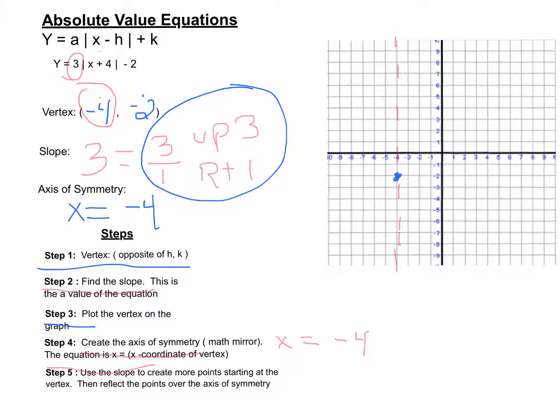Is 3 to 1. So from my vertex, that's this guy right there, I am now going to go up 3. 1, 2, 3, right 1.